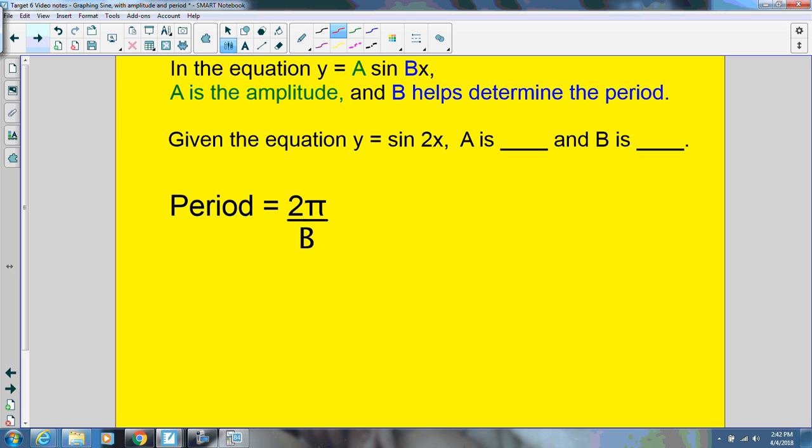If I give you an equation y equals a times the sine of bx, a will give you the amplitude and b helps determine the period. So if I gave you the equation y equals sine of 2x, the a value is 1 and the b value is 2. There is a formula to determine the period. You're always going to take 2 pi and divide it by the b value. So in this example, 2 pi divided by the b value of 2 gives me pi. And that is what we just saw in our graphing calculator: if I do y equals sine of 2x, the period is pi instead of 2 pi.